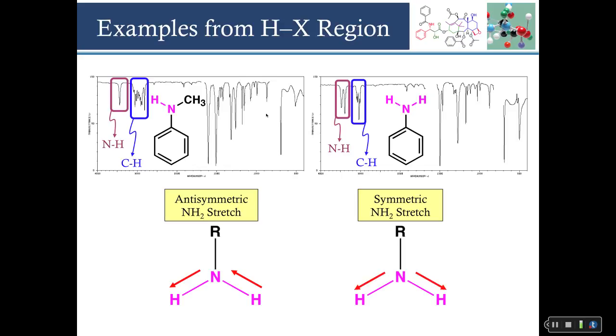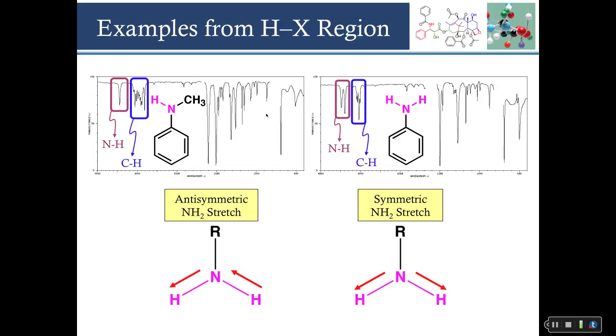So either in the anti-symmetric stretch, one nitrogen-hydrogen bond is getting longer while the other gets shorter, and vice versa, and it goes back and forth. Or in the symmetric stretch, they're both getting longer at the same time and then both getting shorter at the same time. But they're both IR active stretches, so we see them, and they occur at different energies.